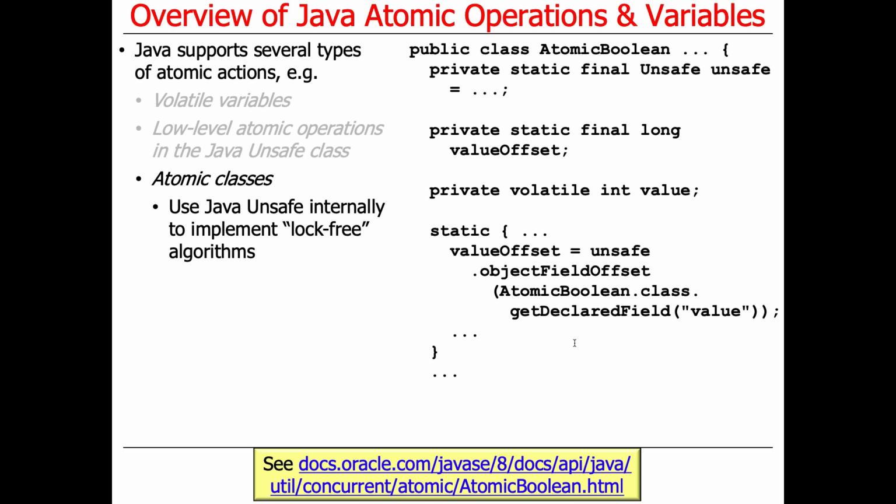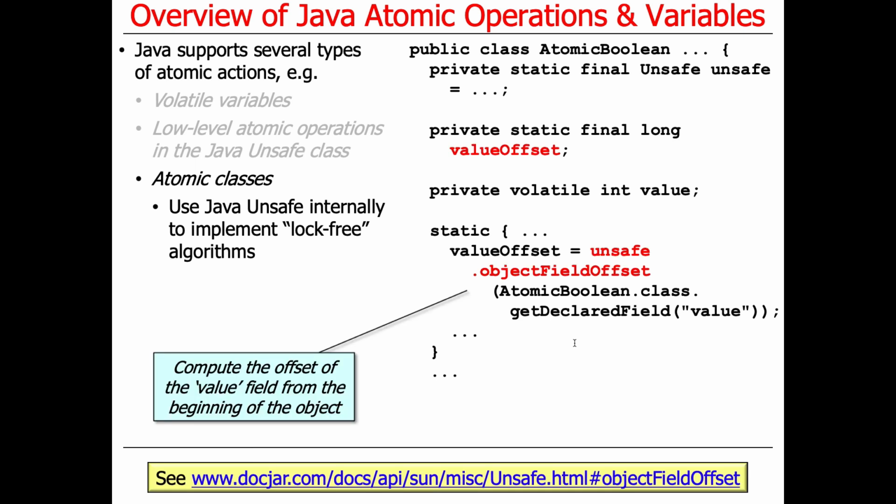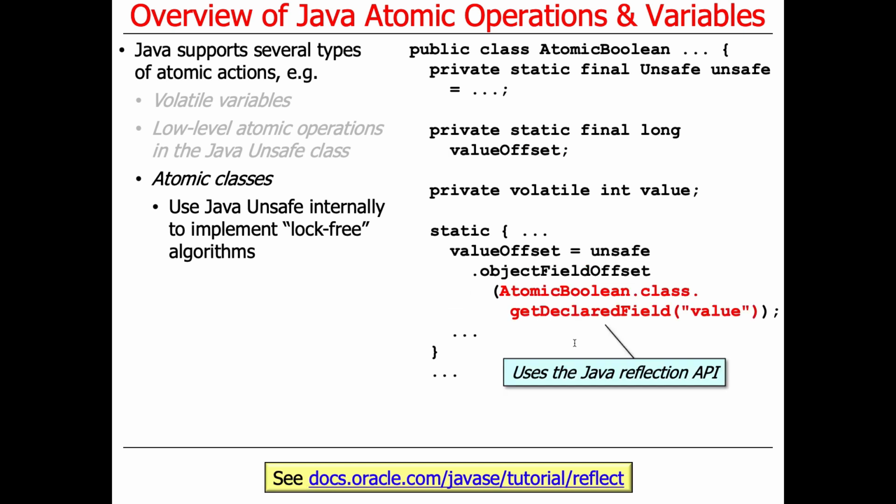A couple other things are atomic classes, which basically use the Java Unsafe CAS, compare and swap mechanisms we just talked about, to implement more powerful lock-free algorithms. So here's a simple example that you'll be using for the next assignment. Atomic Boolean. It has basically a way of keeping track of the offset into the object. This is some really crazy Java reflection code. I won't spend a lot of time on it, but it is figuring out the offset from the start of the object where the field value resides, which, as you can see, is defined as volatile.